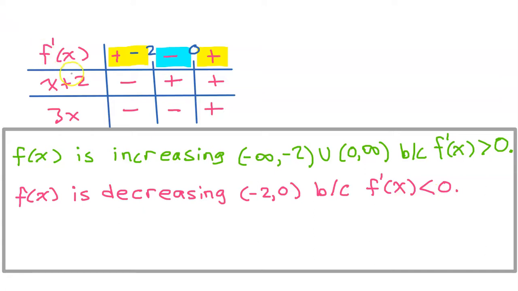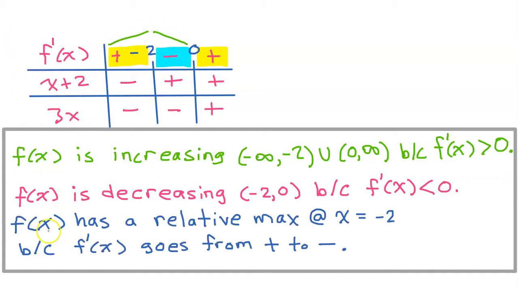Now let's see if we can identify the extrema. Where will there be a relative max or a relative min? If f of x is increasing in this interval, and then decreasing in this interval, you can see that we have a relative max at -2. It's kind of at the top of a little hill. So we would say f of x has a relative max at x equals -2 because f prime goes from positive to negative.